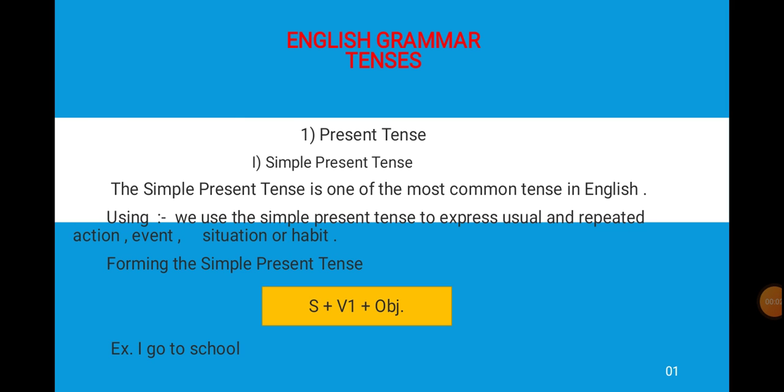Hello, friends. Today we are talking about language learning tenses. After having learned the major and minor word classes in English, let's now learn about the verb tenses.